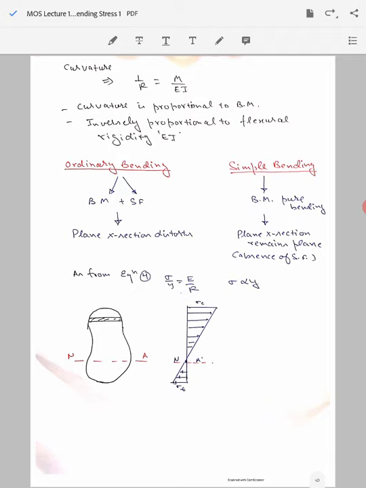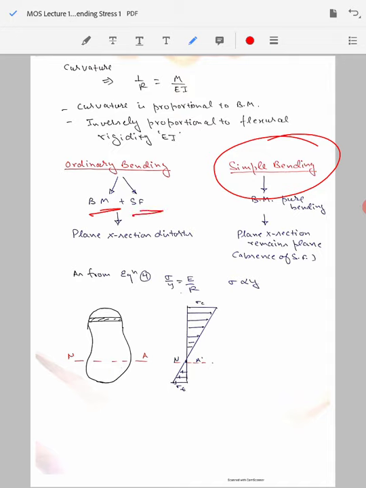Now at this point, let's understand the difference between ordinary bending and simple bending. We have just covered the case of simple bending, where we have pure bending and only a bending moment is present. But in the case of ordinary bending, apart from the bending moment, a shear force is also present. The relations that we have derived are related to simple bending, where there is only a bending moment acting on the system.